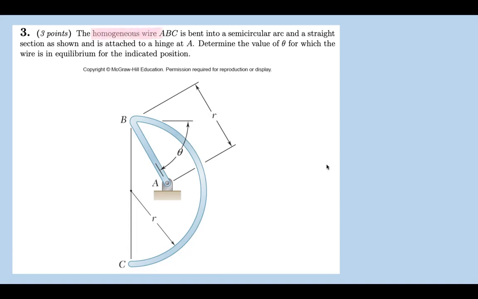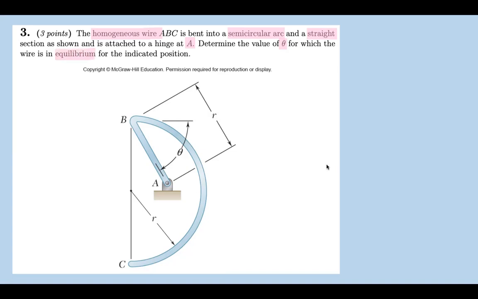So we're going to highlight some keywords. The wire is homogeneous, which means that the mass is distributed evenly across its entire length, which means constant density at every specific point, which means that the center of gravity corresponds to the centroid. It's bent into a semicircular arc and a straight section. We can thus divide it into two portions, and it is attached to a hinge at A. We want to determine the value of theta for which the wire is in equilibrium for the indicated position.